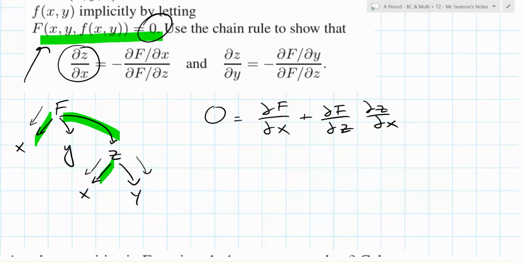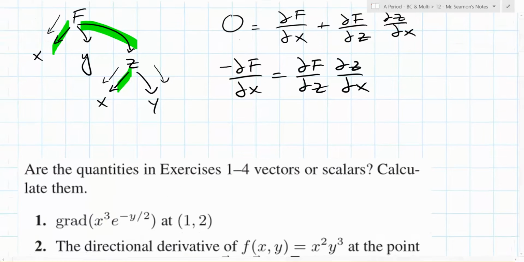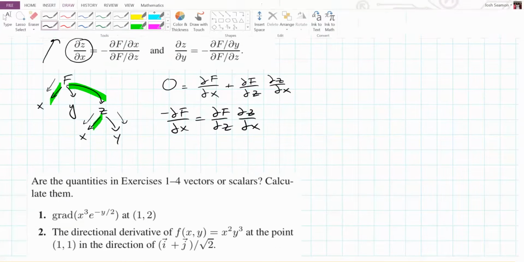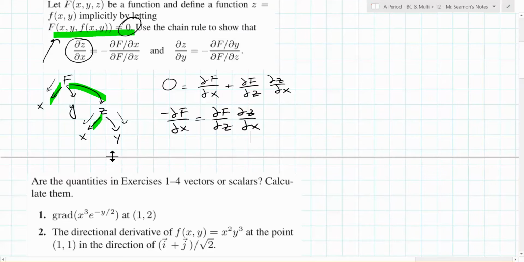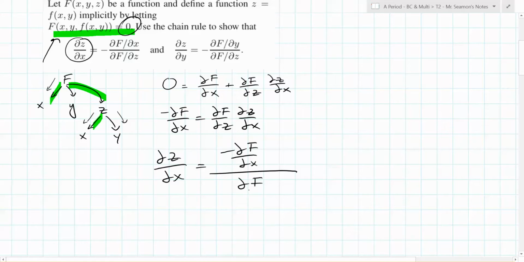So at this point now, what do we need to do? Just algebra, kids. Just algebra. Equals partial f partial z times partial z partial x. And now what do I divide both sides by? The partial f partial z. Exactly. Very good. Is there a name for that symbol? Yeah, there's a name. I just like calling it partial. So we end up with partial z over partial x is equal to partial f partial x all over partial f partial z.